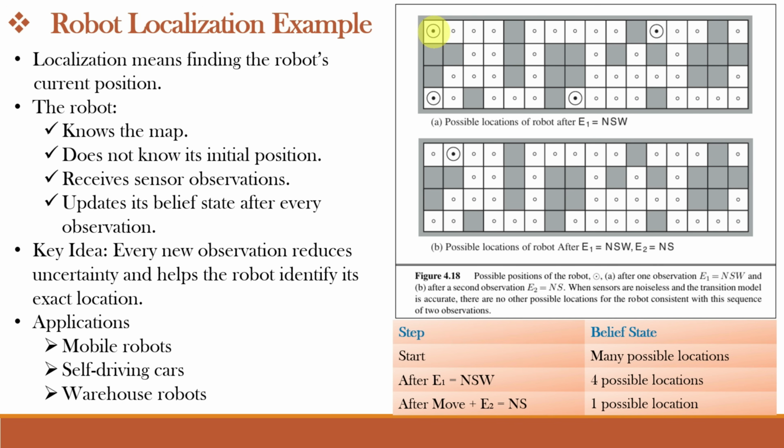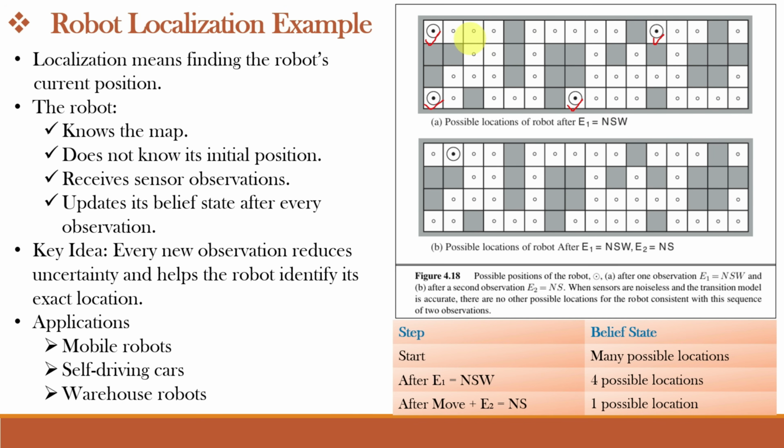So this robot compares this observation with every location of the map, and only those locations, that is this location, this location, this location, and this location, exactly having the same surroundings are possible, which are these circled locations. So this is the first location where it could be. This is the second location, third location, and fourth location. So after checking the entire map, only 4 locations satisfy the observation NSW.